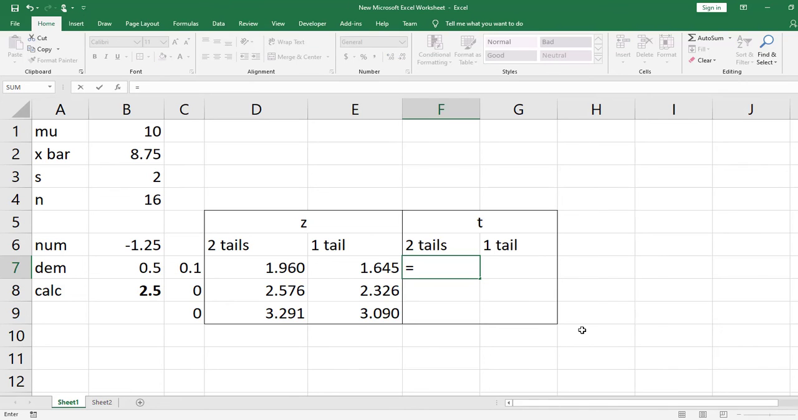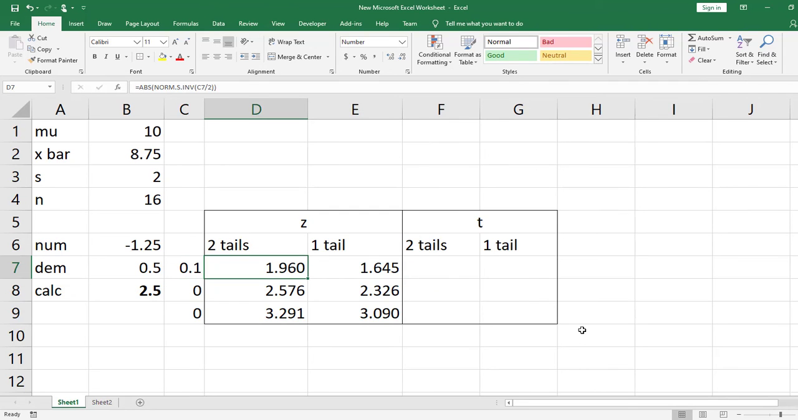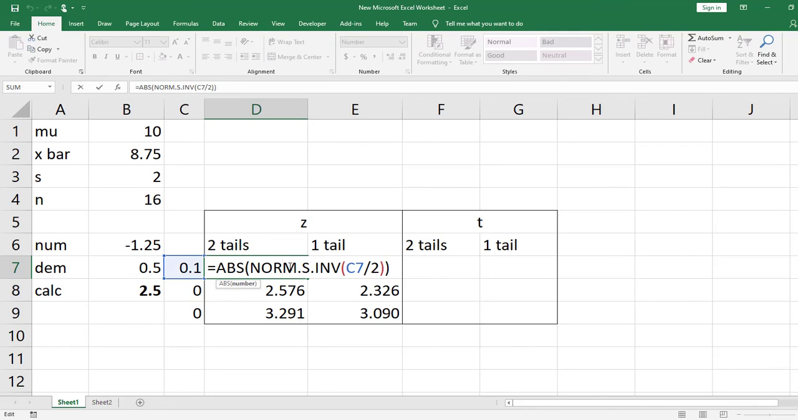How do we figure out what the T-score is? I will give you a hint. How do we figure it out here? What did we use? Anyone?